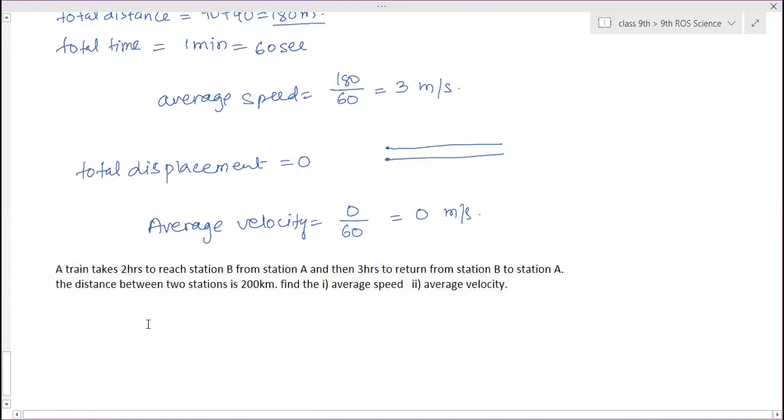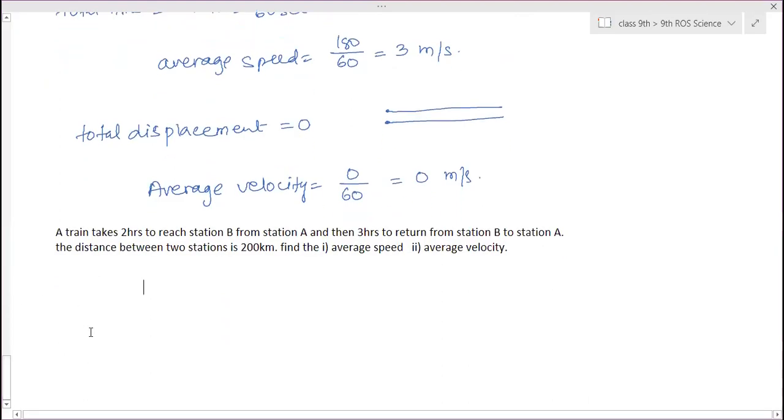Next question. A train takes 2 hours to reach station B from station A, and then 3 hours to return from station B to station A. The distance between the two stations is 200 kilometers. Find the average speed and average velocity. Now, in this case, what is the total distance covered? 400 kilometers.